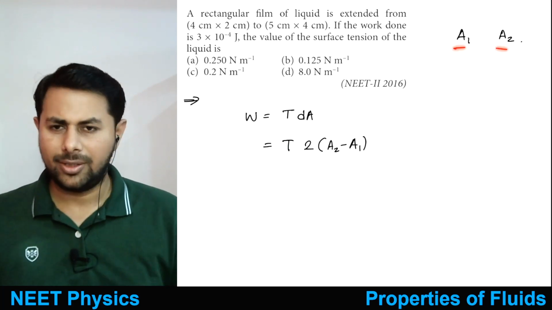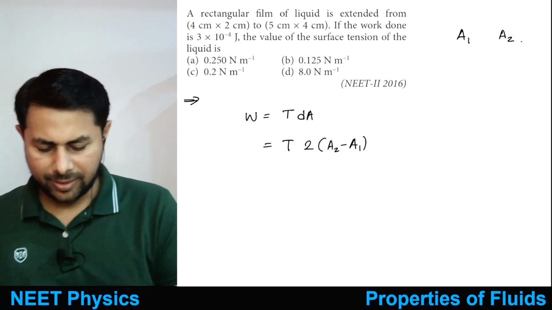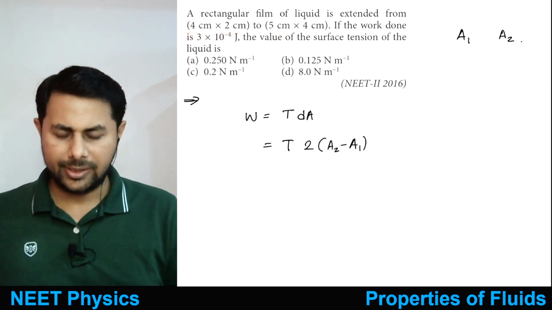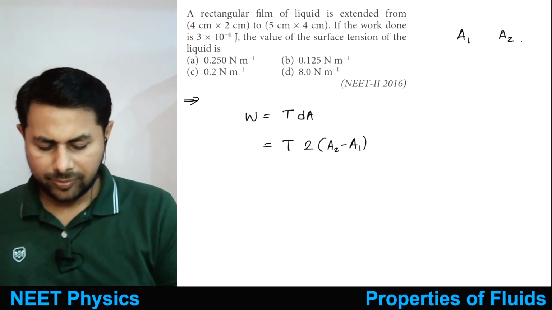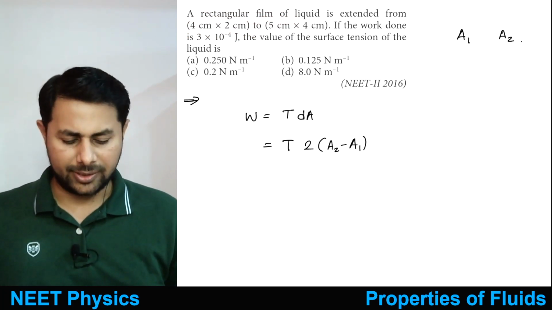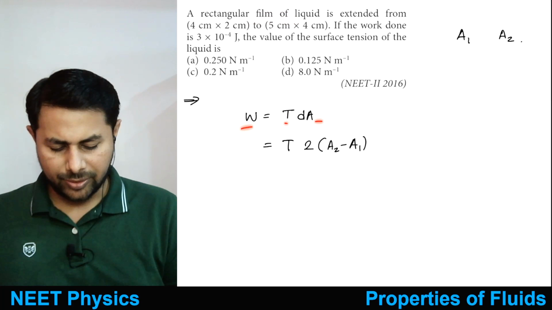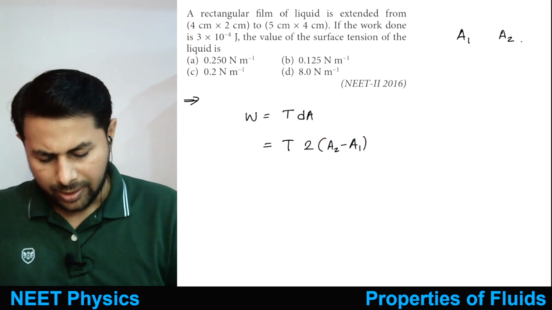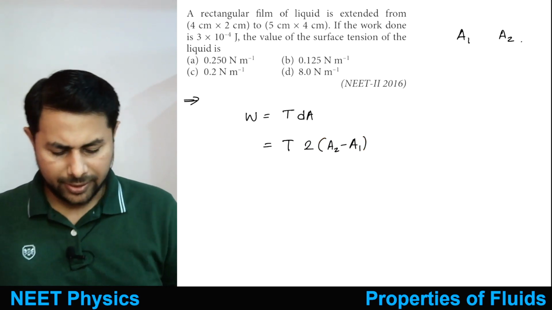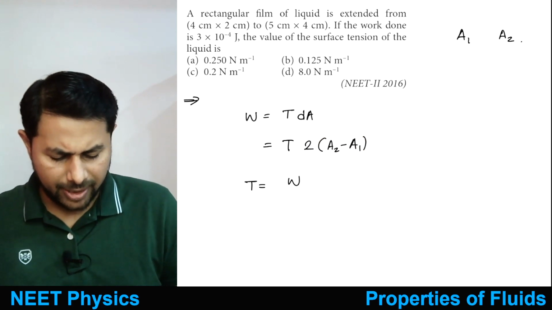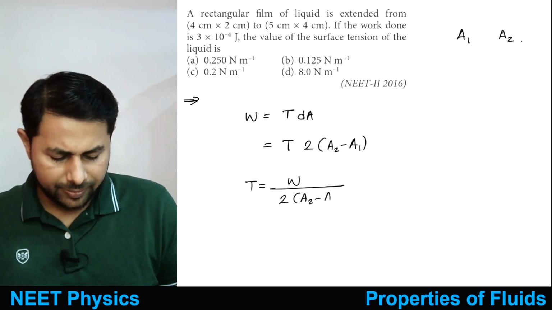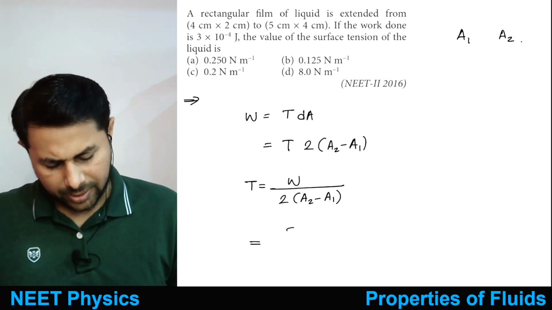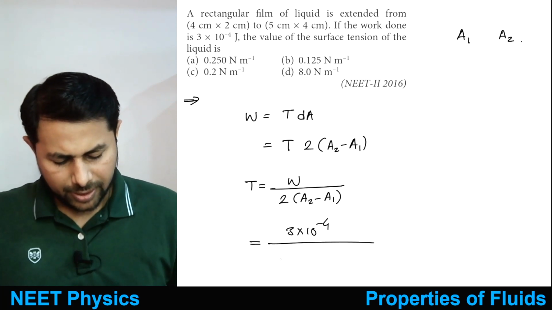What is A1 and A2? It is area of one side. Let's remember this, it is area of one side only, I mean 4 times 2 or 5 times 4. This is area on one side only, and because this is a film, again there will be two free surfaces, right? So therefore work done is equal to T times dA, so 2 times A2 minus A1, this is change in area. Then you want surface tension, so move that on other side, so you get surface tension is equal to work divided by 2 times A2 minus A1. Then put the values. So work done is 3 multiplied by 10 raised to minus 4 joules divided by 2.